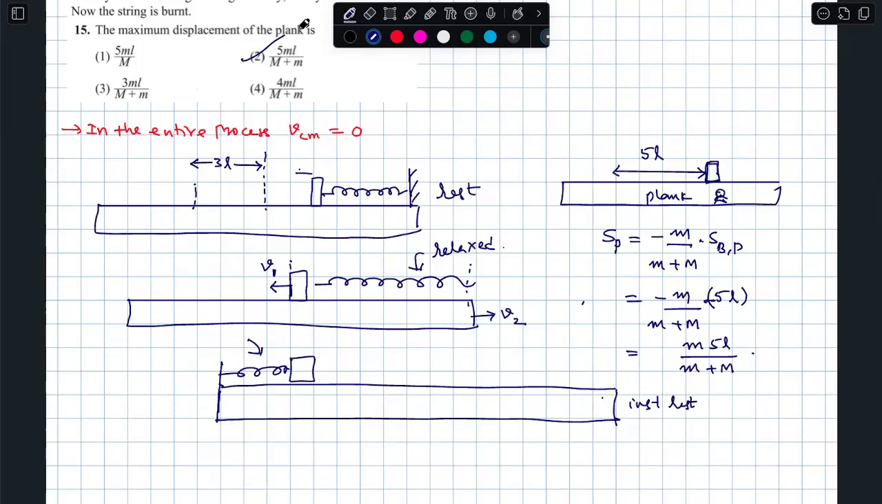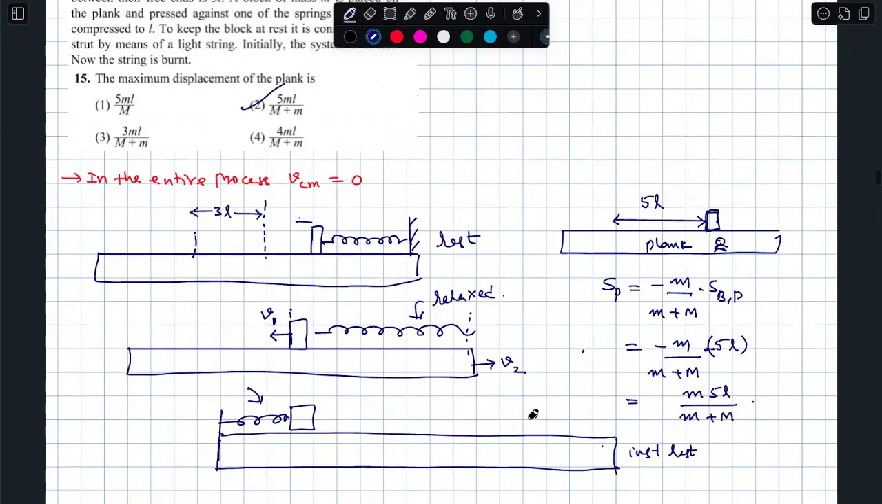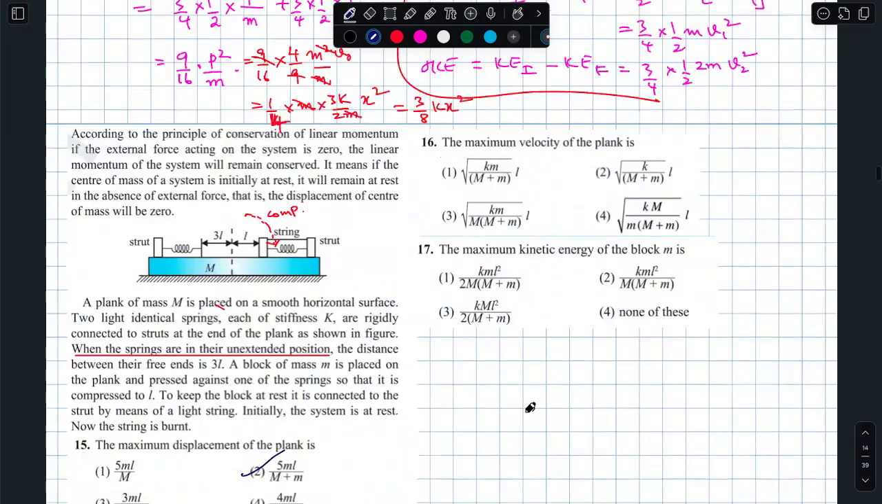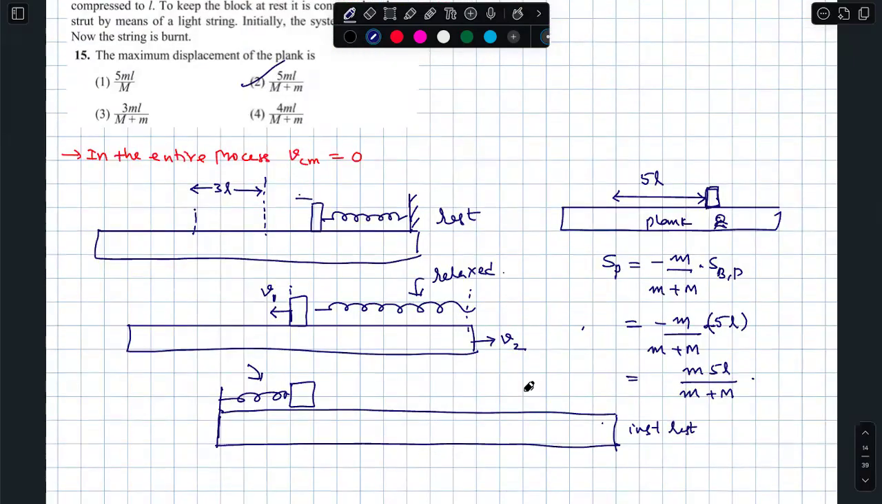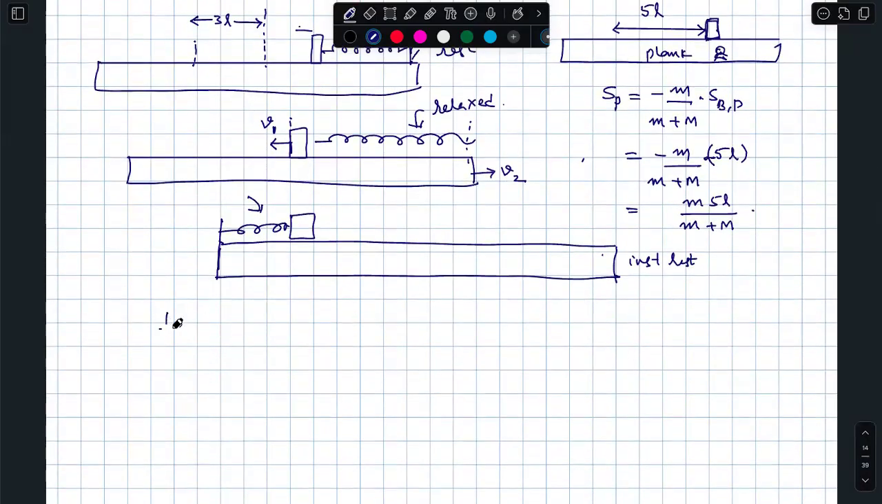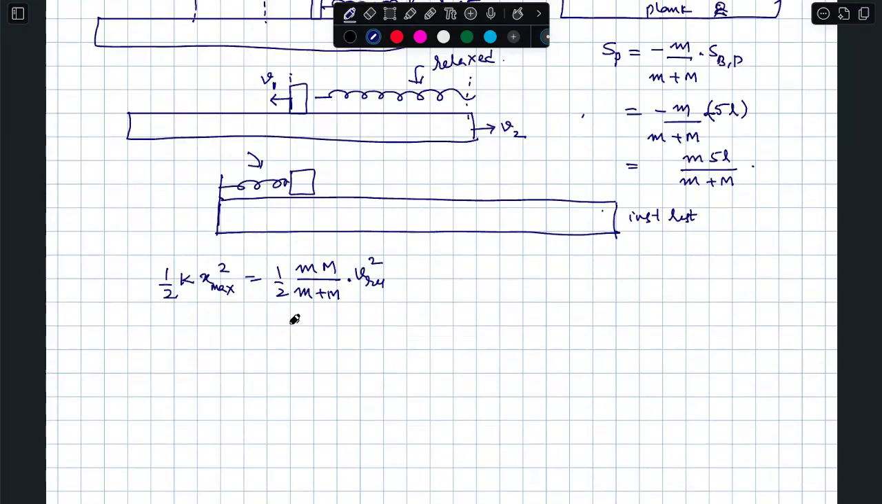Any doubt? I'm still borrowing contents from the previous week only. But this you should understand. The stages you need to understand. Right. What is the maximum velocity of the plank? That's fine. So whatever the energy stored, half kx max square is half small m capital M by small m plus capital M V relative square. Okay, fine. One more, I know x max also.